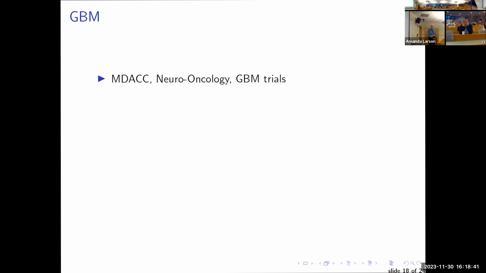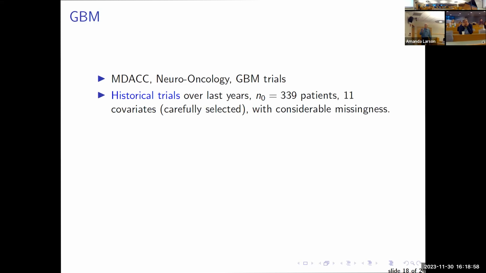I was going to tell you about two simulations. I prepared to talk about two simulations. Maybe I'll just do one, and that's maybe a good place to stop them. So back to the application, the GBM trials in MD Anderson neuro-oncology. We have some 340 historical patients, 11 covariates. There seems to be kind of a consensus on what the important covariates in glioblastoma are.